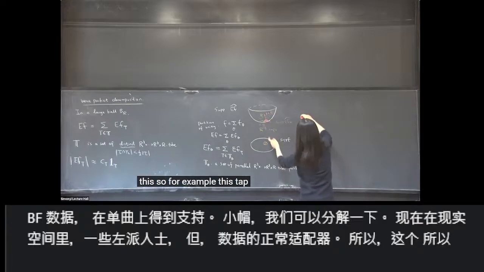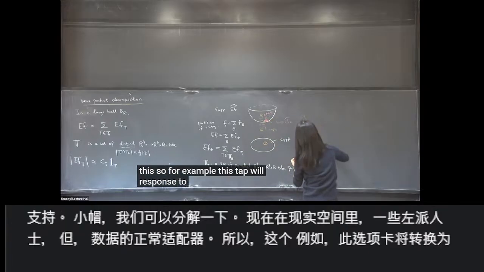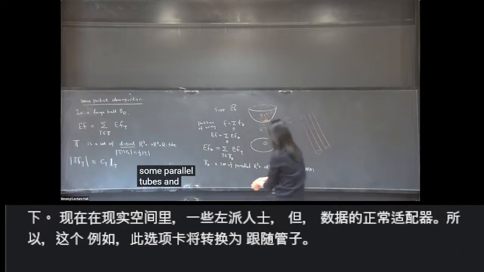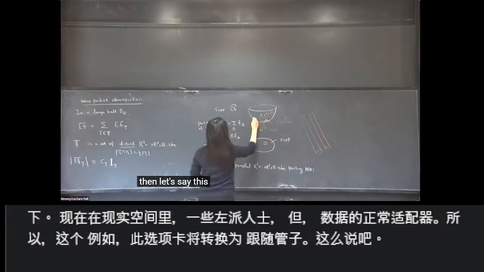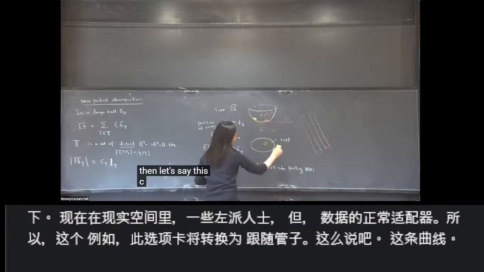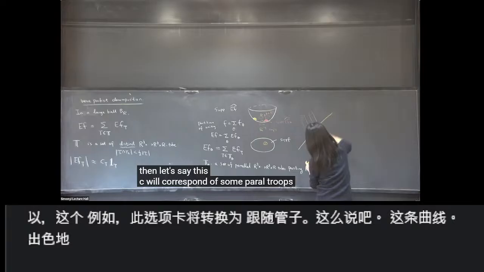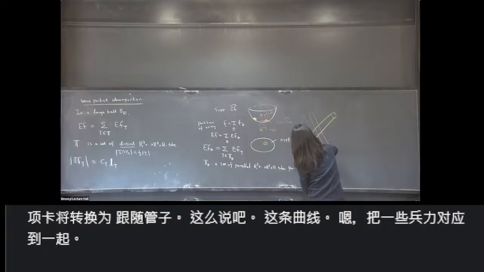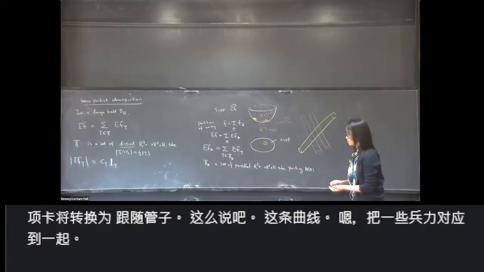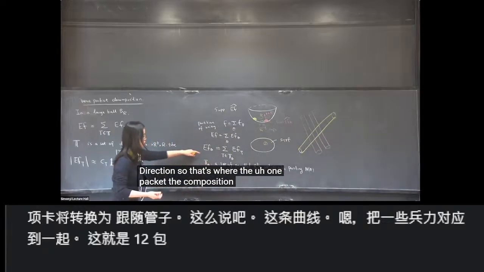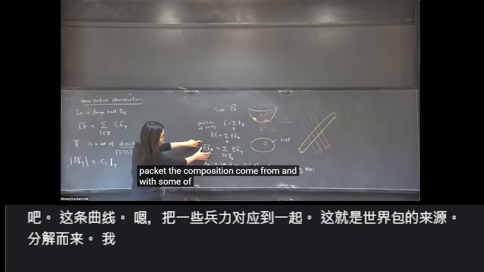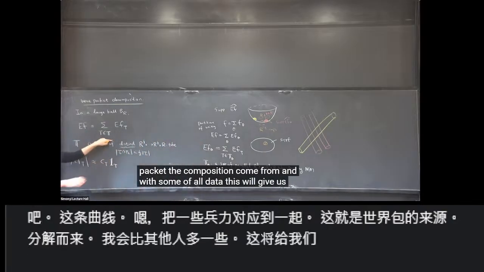So for example, this cap will correspond to some parallel tubes. And then let's say this cap will correspond to some parallel tubes pointing in the normal direction. So that's where the wave packet decomposition comes from, and we sum over all the theta. This will give us the decomposition of EF.